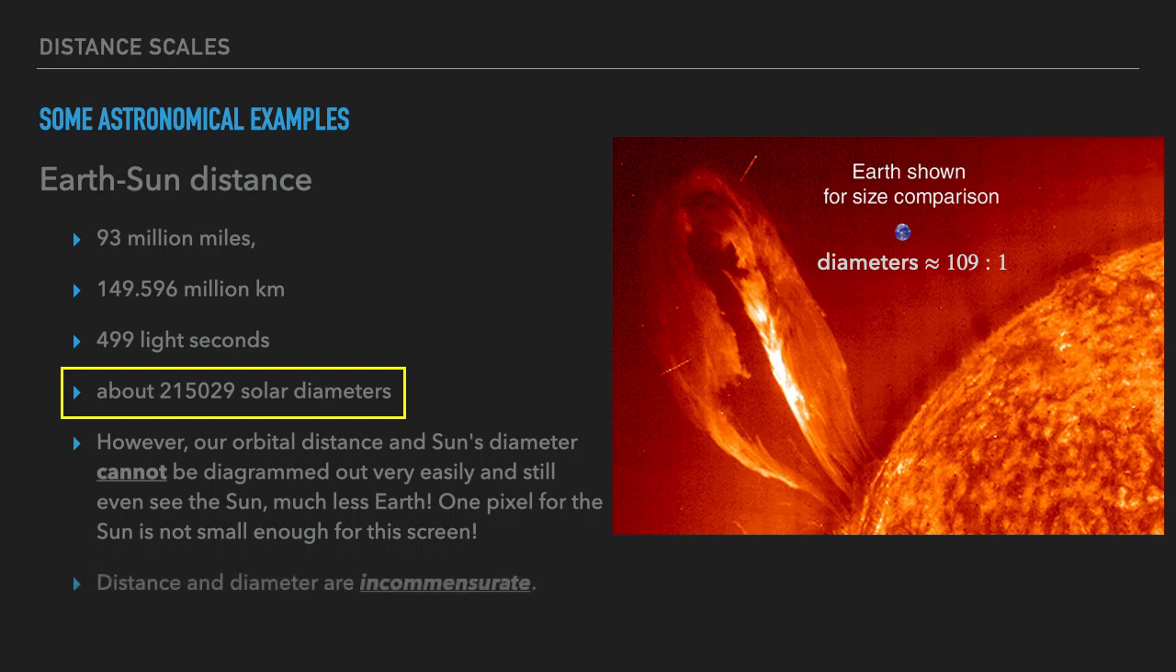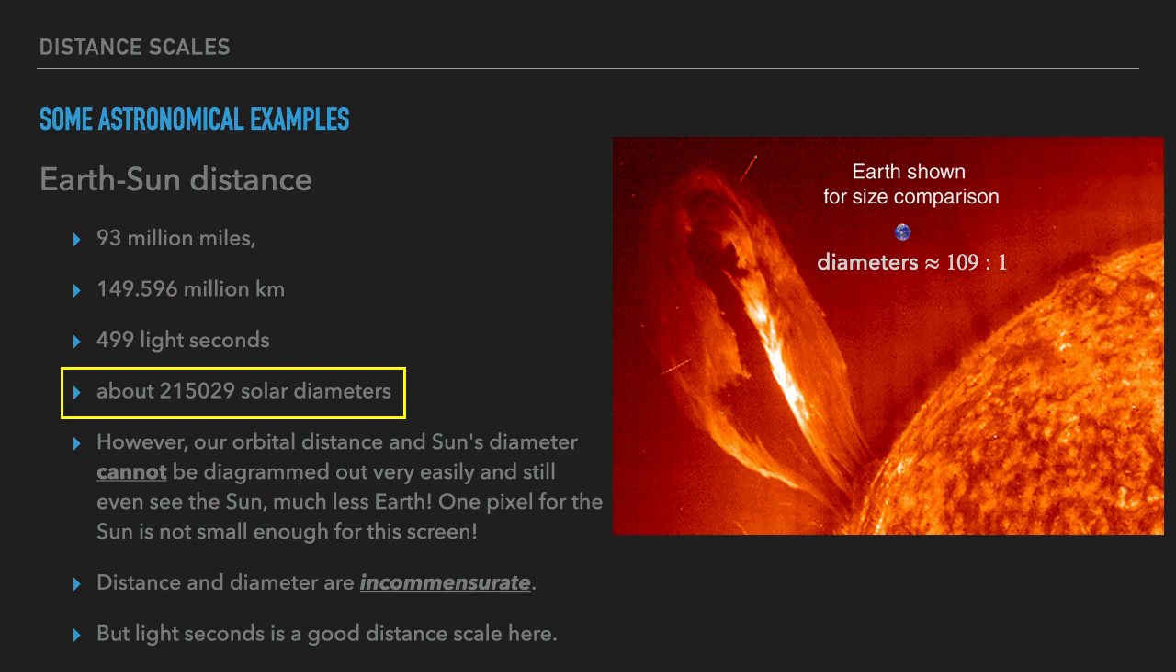And the word that we use for this is that distance and diameter are incommensurate for this system, the Earth-Sun system. Now, Earth-Moon is fine. We can get that in there, and Sir Isaac Newton made good use of that. All right. So in this system, light seconds is not bad. That's a good distance scale because you only have about 500 of them instead of, like, 93 million miles. It's tougher to think about intuitively.